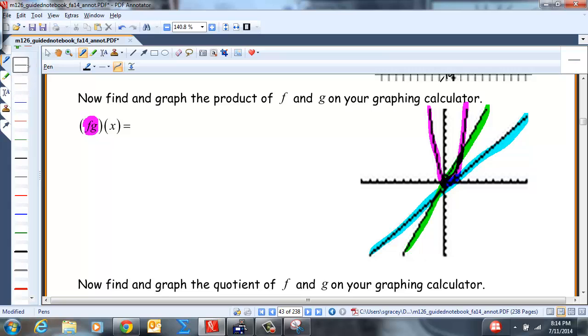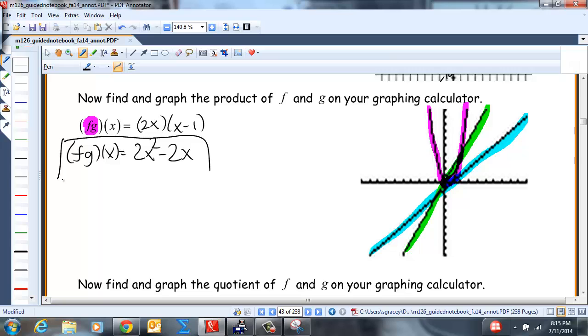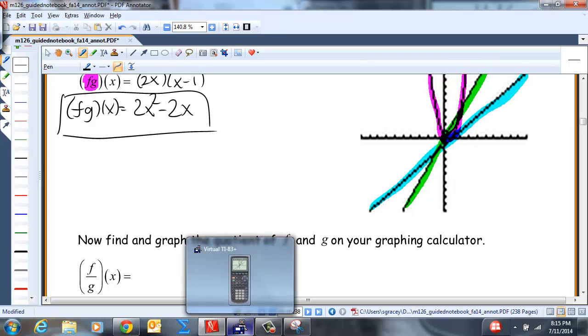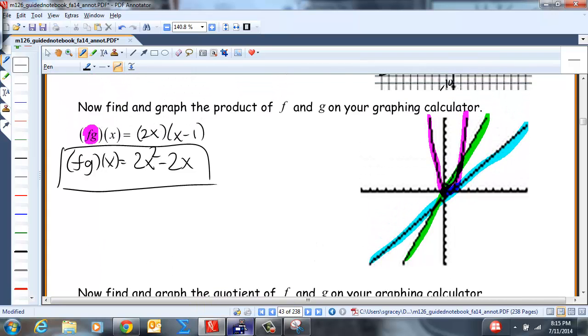So if we work this out, this would be quantity 2x times quantity x minus 1. So if you multiply this out, we would have 2x squared minus 2x, which is a parabola, and you see it there. So if you were to take specific, it's hard to see those specific input values, but you could really do the same thing. It would just be more difficult because it was a curve instead of a line as a result. Okay, so now let's do the same thing, but we're going to do the quotient.